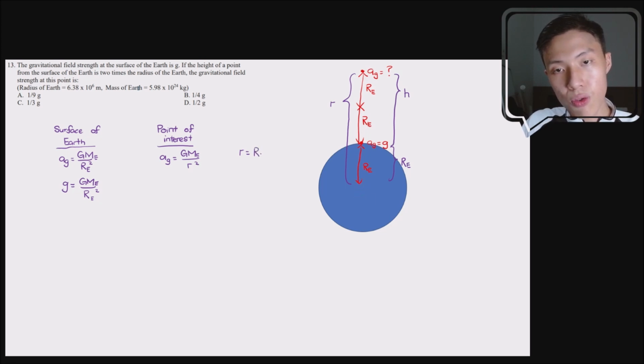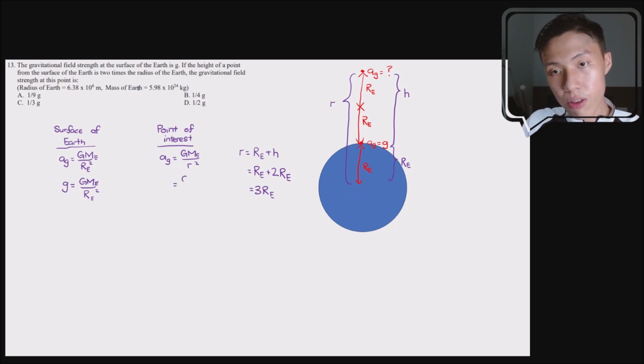So it's equal to the radius of the Earth plus the height, and the question tells us that the height of the point from the surface of Earth is 2 times the radius of Earth. Therefore, we substitute the height to be equal to 2 times the radius of the Earth. If you add it up, you should get 3 times the radius of the Earth, and that should be the distance from the center of Earth.